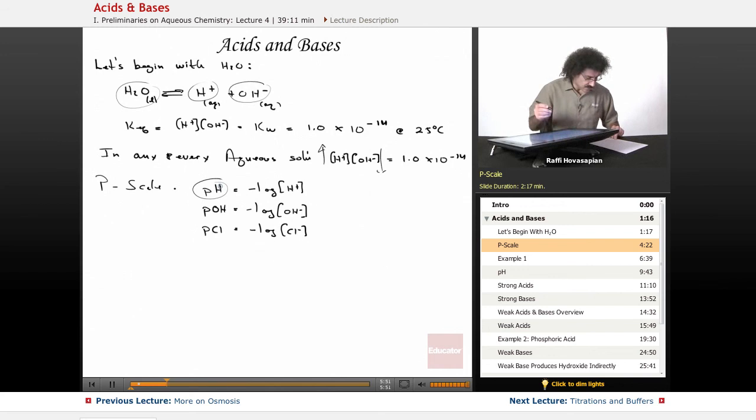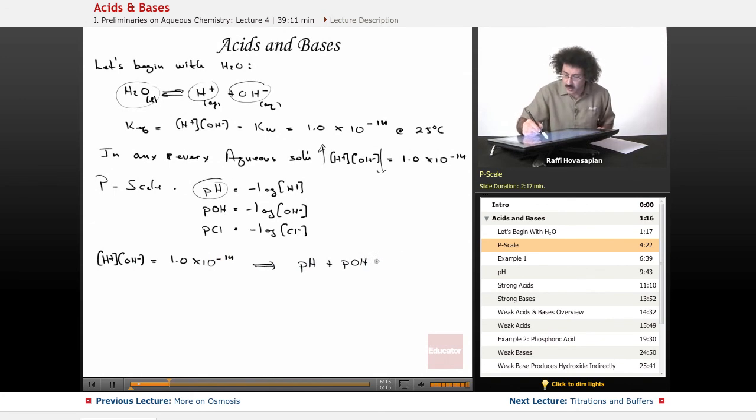Okay, so if the hydrogen ion concentration times the hydroxide ion concentration in any aqueous solution is equal to 1.0 times 10 to the negative 14, well, in terms of pH, if I take the negative log of both of these, I get the fact that the pH plus the pOH of an aqueous solution is equal to 14. They're the same thing. One deals with concentrations directly, the other deals with a different representation of concentration. That's all.